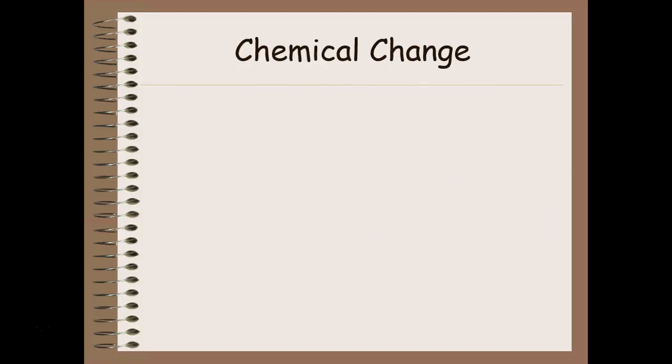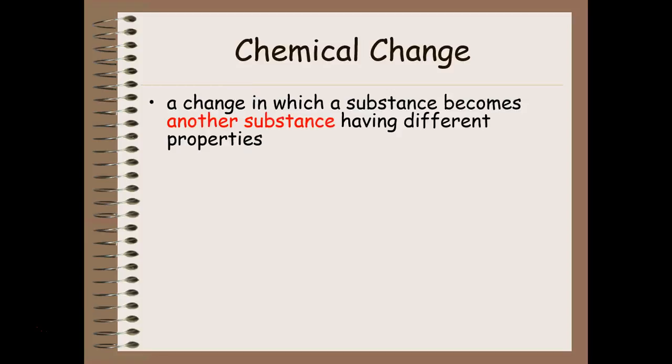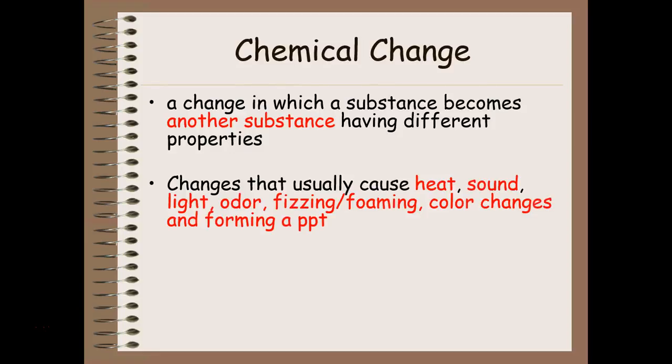On the other hand, a chemical change is one where a substance becomes another substance that has different properties from its original components. These are changes that usually cause heat, sound, light, odor, a fizzing or foaming, which would be an indication of releasing a gas, a color change, or forming a precipitate.